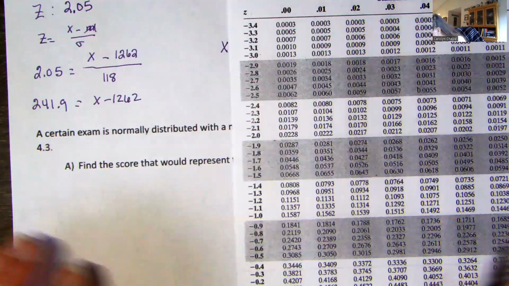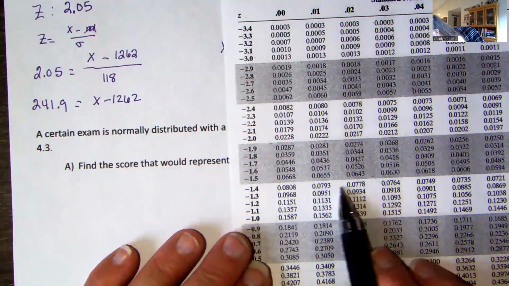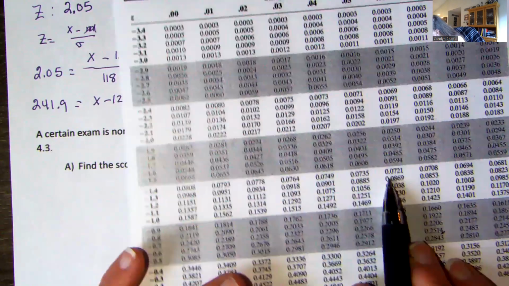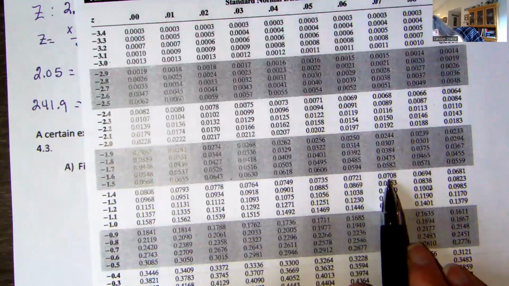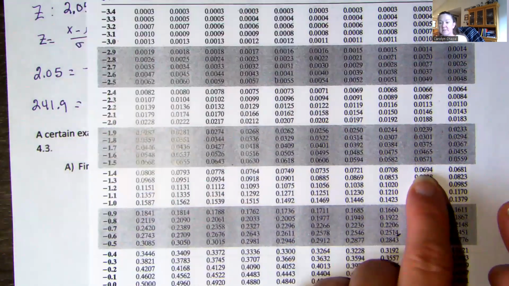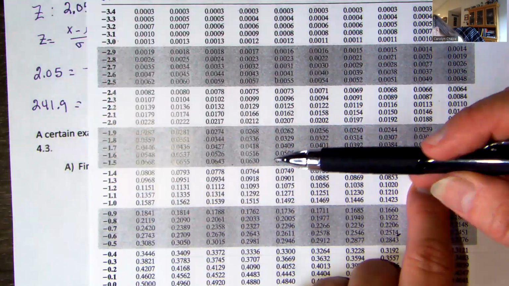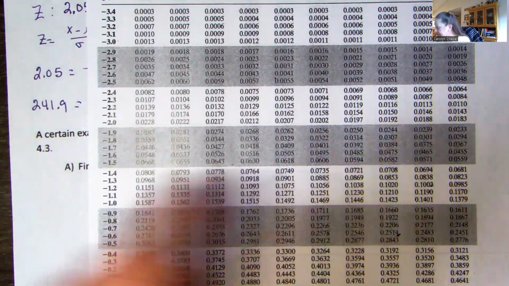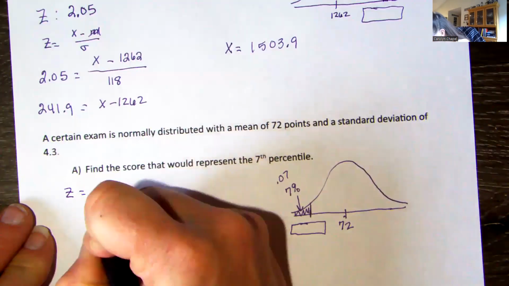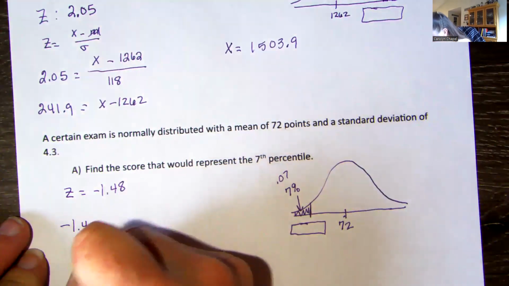There's 0.06. That's going the wrong direction, so we got to go down this one. 0.0708. There's our value. 0.0694 is closer than this one. So a negative 1.48. Negative 1.48. So setting up our equation.